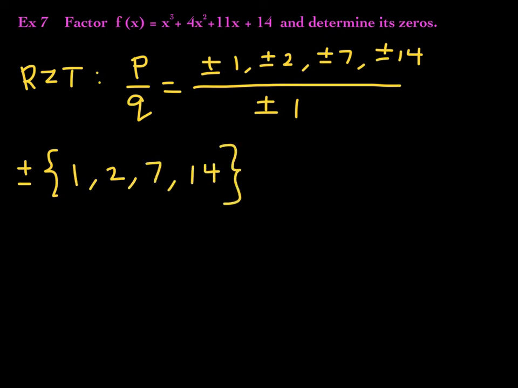Now notice that you have 1, 2, 3, 4, 4 times 2, you have 8 options or 8 possibilities altogether. Of course, those are just your options for rational zeros.